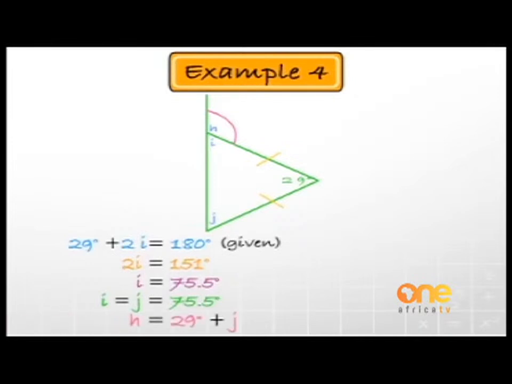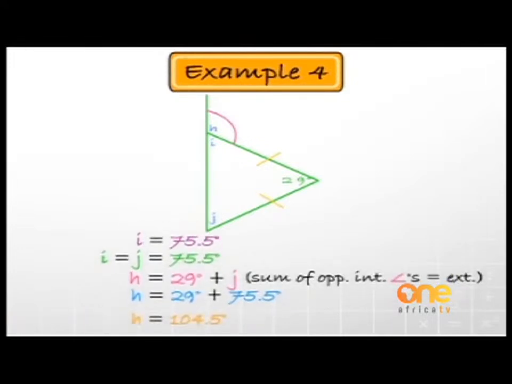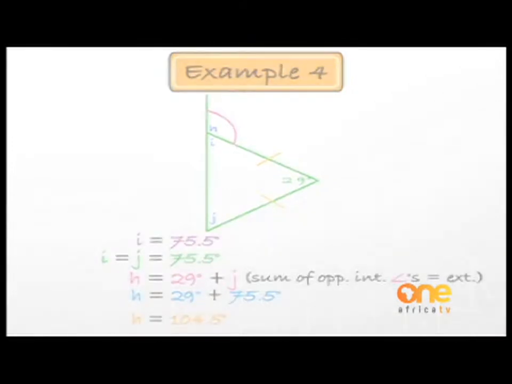Now, we know that h is equal to 29 degrees plus j, because the sum of the opposite interior angles in a triangle equals the exterior angle of a triangle. Hence, h is equal to 29 degrees plus 75.5 degrees, which then means that h is equal to 104.5 degrees.